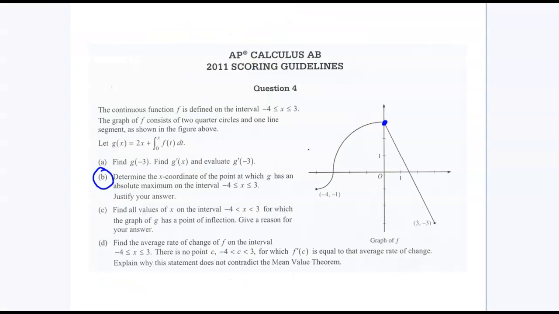they're asking us, find the average rate of change on the interval -4 to 3. There is no point c for which the derivative is equal to the average rate of change. Explain why this statement does not contradict the mean value theorem. Okay, so for this particular question, the first thing we want to do is find the average rate of change of f on the interval -4 to 3.